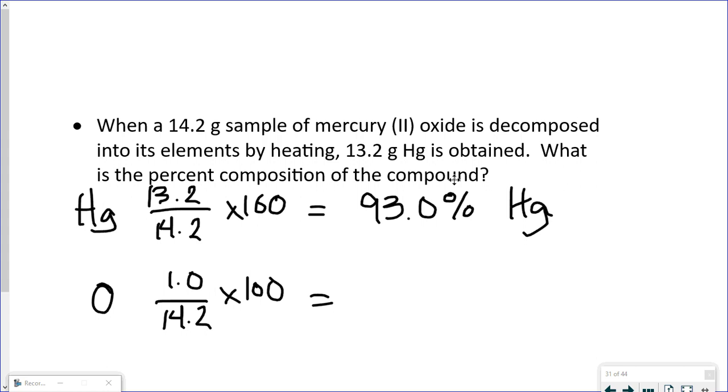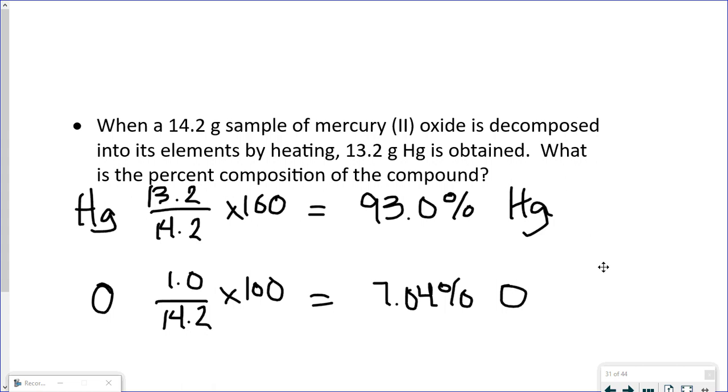We can guess the oxygen will be 7, but we're actually going to calculate it. So 1 divided by 14.2 times 100. So it's 7.04% if we go to 3 digits. So that adds up to be 100.04, or roughly 100. So it's okay if you're a little above 100 or a little below 100, as long as you're kind of in the ballpark.